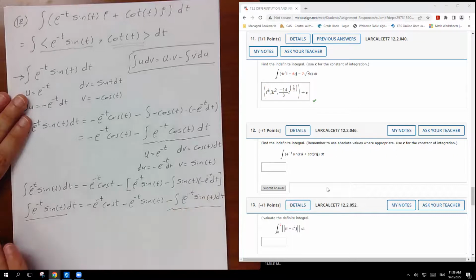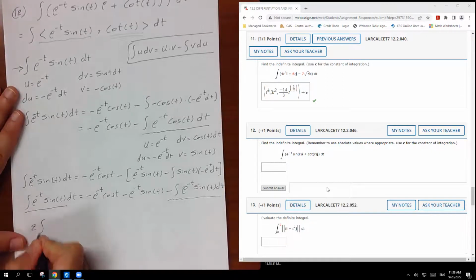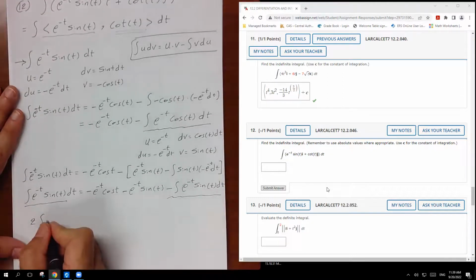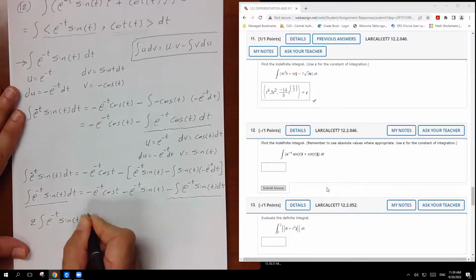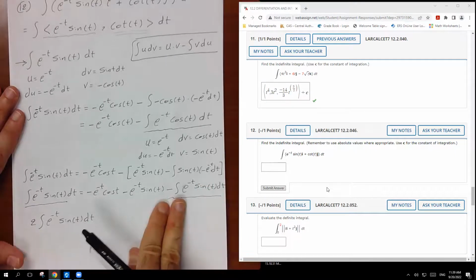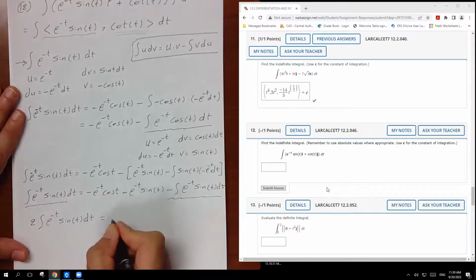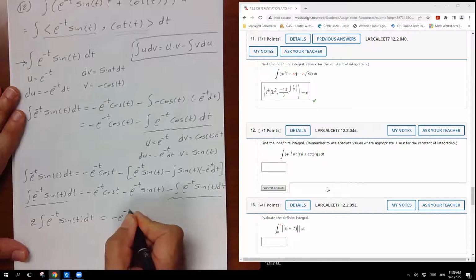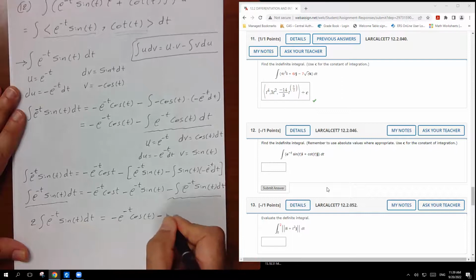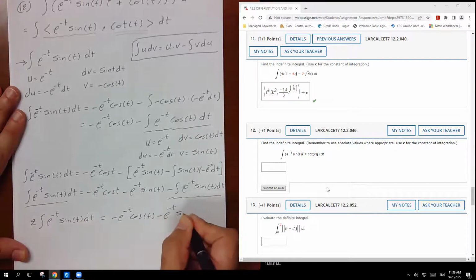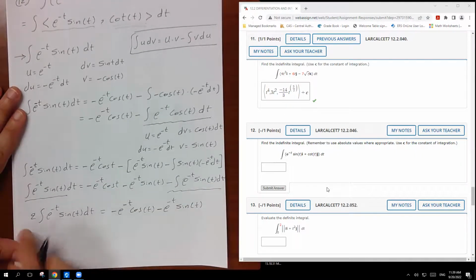Now, if you look at this one, this part is exactly the same thing. So I'm going to move this one to the other side and add it together. So this is going to be 2 times the integral of e to the negative t sine t dt, because this one is going to be plus, and you add these together, equal to negative e to the negative t cosine t minus e to the negative t sine t.